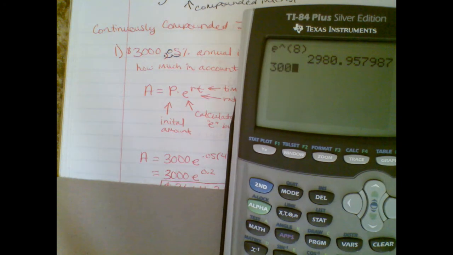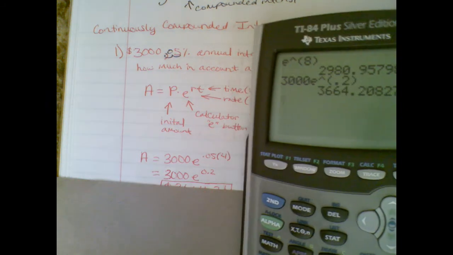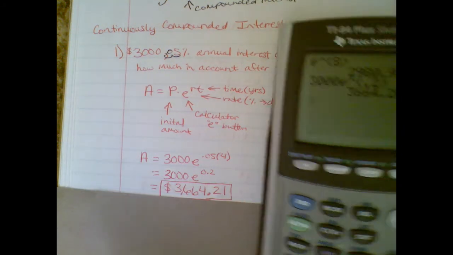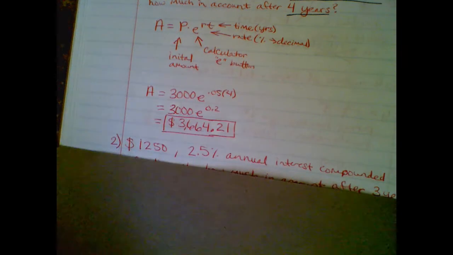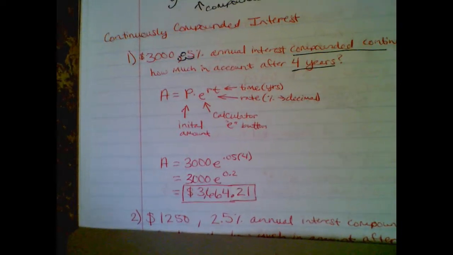So then we're going to plug that into our calculator, 3,000 times our E button to the 0.2 power, and get its money, so we need to round to 2 decimal places, $3,664.21. Now this next one we have, let me straighten it out a little bit, it's crooked, I apologize.